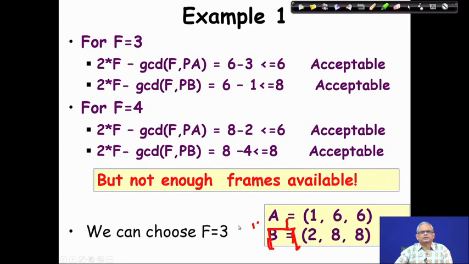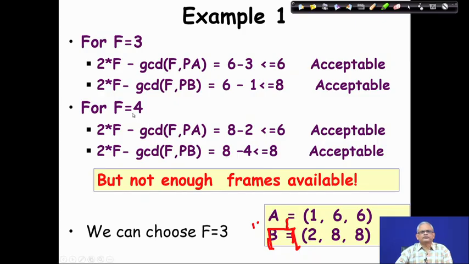Now, let us look at frame size 3. Again we apply the similar conditions here, 2 into f minus GCD(f, P_A), we find that it is okay. Check for the second task also, we find okay. So, even frame size 3 is okay, and we have 24 by 3, which is 8 frames available in one major cycle, and we have 7 task instances in a major cycle, and therefore, even this is acceptable.